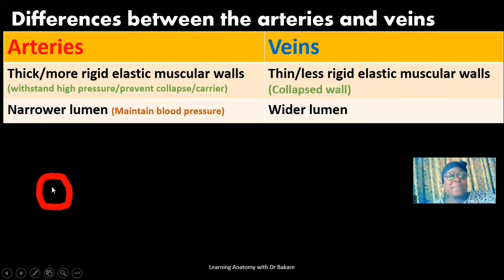You can see that it appears to be thicker and more muscular compared with the vein. This is the wall of the vein highlighted in blue. The wall is thinner here. It is less rigid, less elastic and also less muscular.